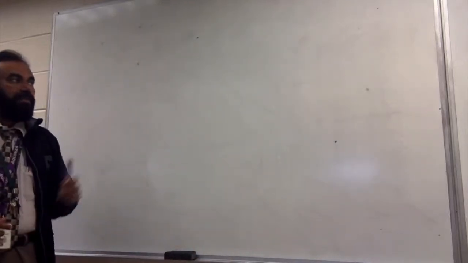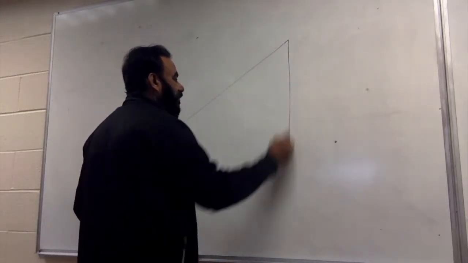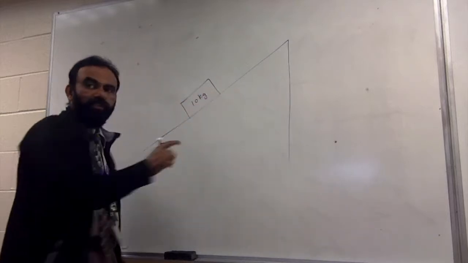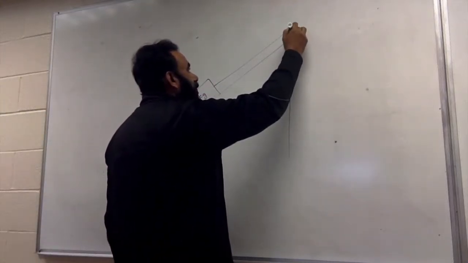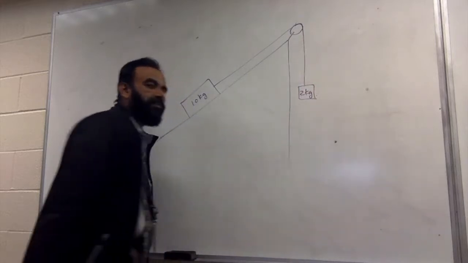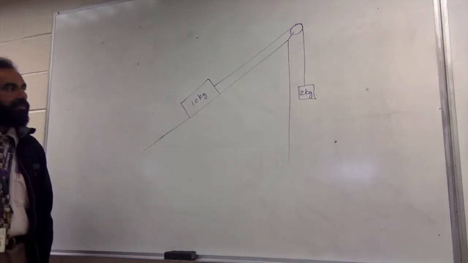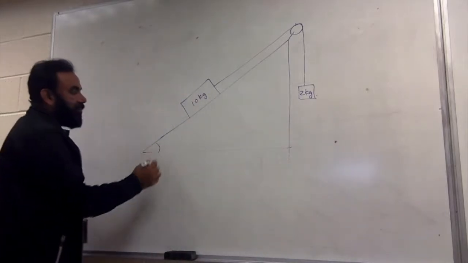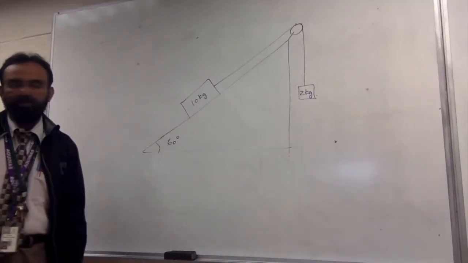Let's see how this kind of works through a problem. So now we have an inclined surface. The same 10 kilogram object from the first question I gave you is sitting here, with the same pulley, and the 2 kilogram object is here. It's the same problem, but now it's inclined. Let's say the angle of incline is 60 degrees.